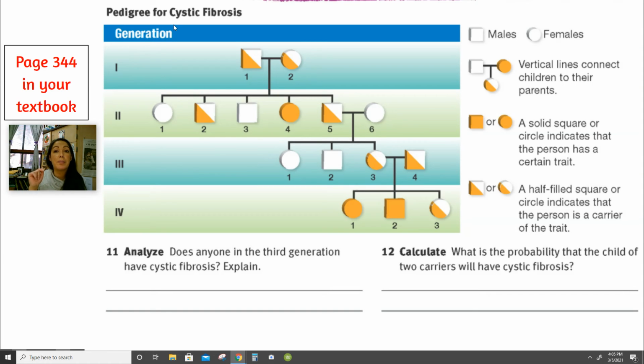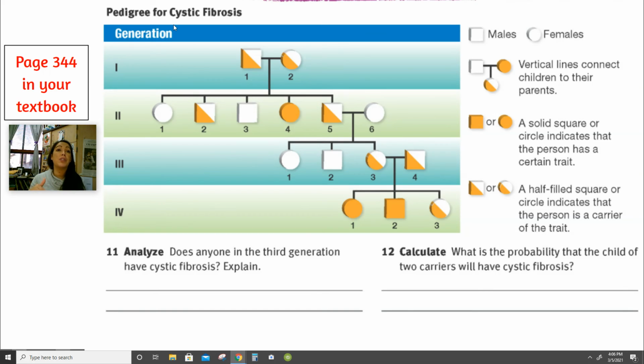Child number 3 is a son. He's genetically male. And this person did not have cystic fibrosis. He ended up getting the dominant gene from dad, dominant gene from mom. Child number 4 is a girl. She did get the recessive allele from both mom and dad, so she does have cystic fibrosis. Kid number 5, the youngest one, is a son. He is a carrier of cystic fibrosis.